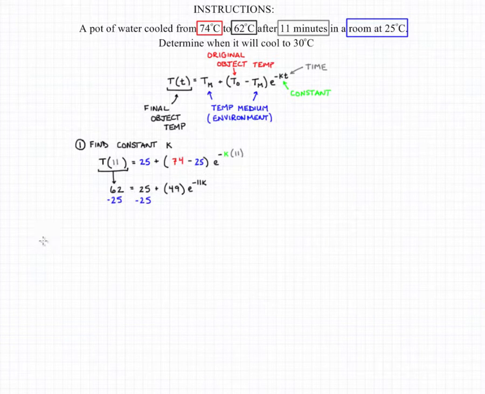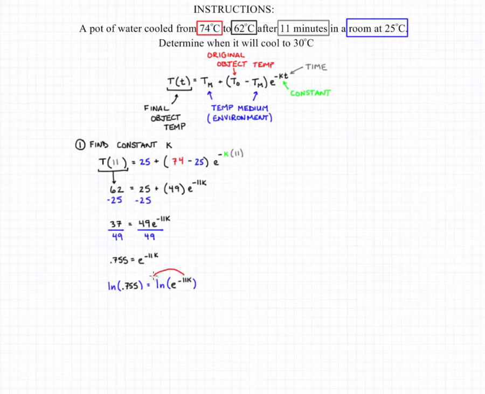We can subtract 25 from both sides of the equation. That's going to give us 37 is equal to 49 e to the negative 11k. And we can divide both sides of the equation by 49, which will give us 0.755 is equal to e to the negative 11k. We can take the natural log of both sides, and that will allow us to get the k out as an exponent. And that'll give us the natural log of 0.755 equals the natural log of e to the negative 11k.